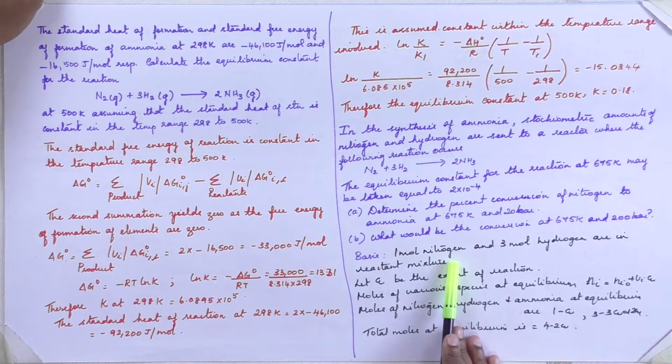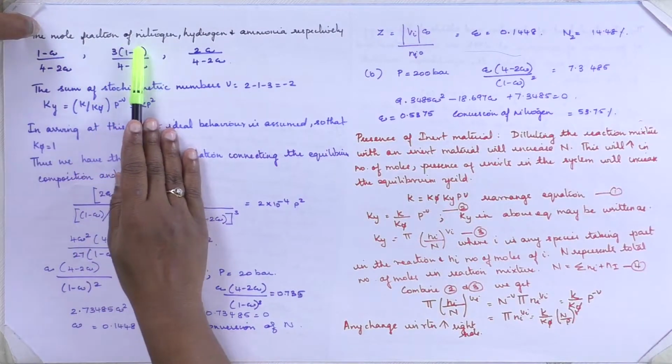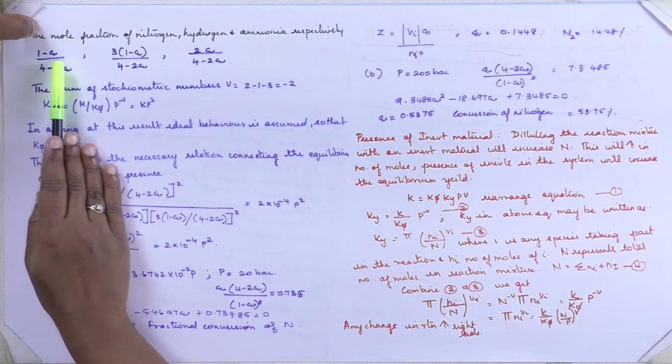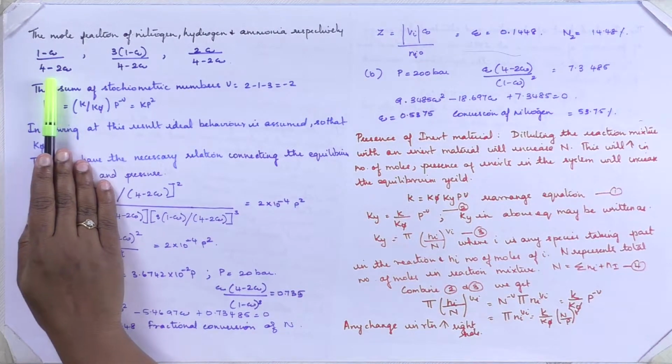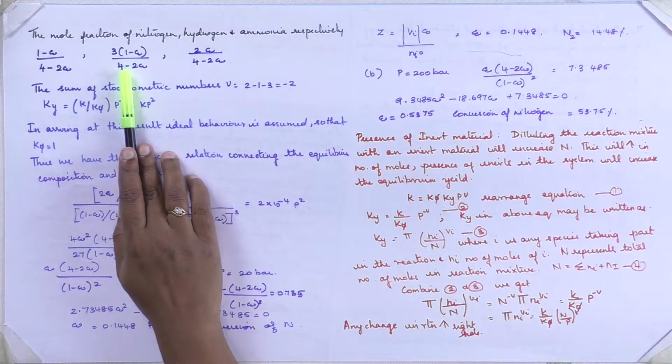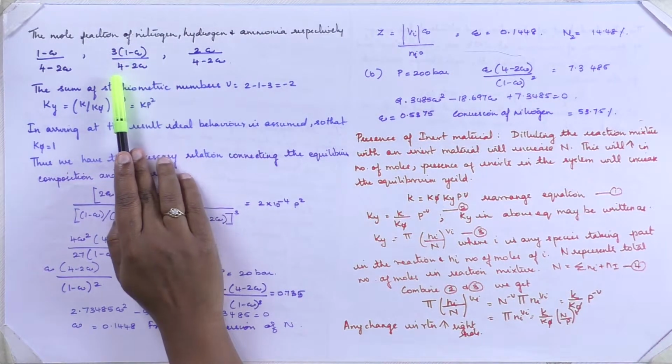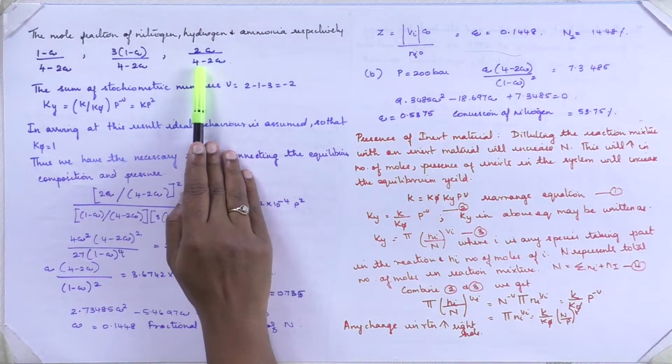So we are taking the basis as 1 mole of nitrogen and 3 moles of hydrogen in the reactant mixture. We are considering epsilon to be the extent of reaction. So the moles of various species at equilibrium are given by Ni is equal to Ni naught plus Vi epsilon. Then the moles of nitrogen, hydrogen and ammonia at equilibrium are 1 minus epsilon, 3 minus 3 epsilon, and 2 epsilon. So the total moles at equilibrium is 4 minus 2 epsilon. The mole fractions of nitrogen, hydrogen and ammonia are 1 minus epsilon divided by 4 minus 2 epsilon, 3 into 1 minus epsilon divided by 4 minus 2 epsilon, and 2 epsilon divided by 4 minus 2 epsilon.